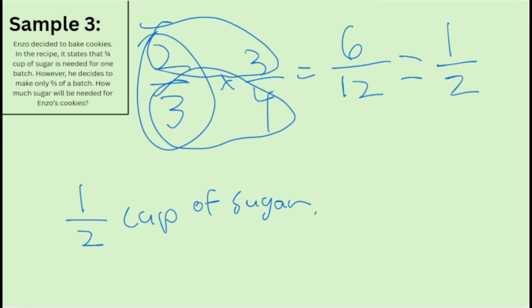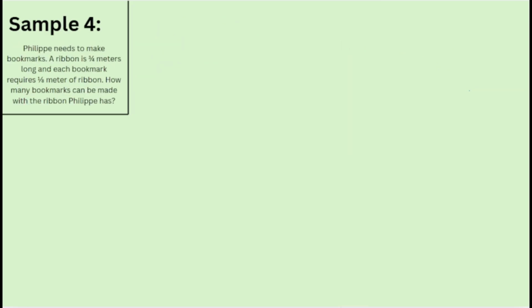So yeah. Okay, here's our fourth problem. For our fourth and final example, we have Philip. Philip needs to make bookmarks. A ribbon is 3/4 meters long, and each bookmark requires 1/8 meter of ribbon. How many bookmarks can be made with the ribbons Philip has? Okay. We have 3/4 and 1/8. What are you gonna do with them?